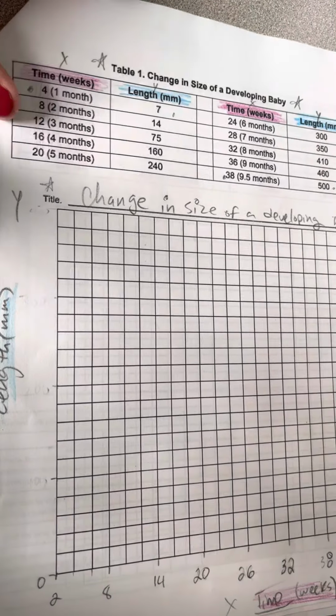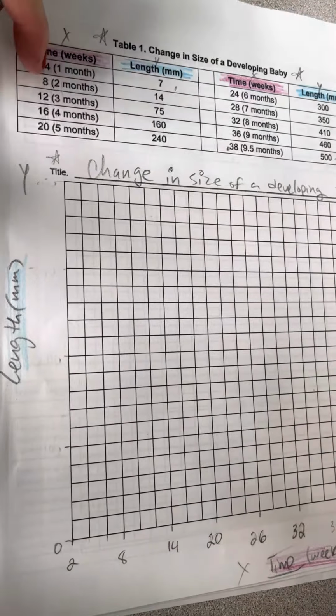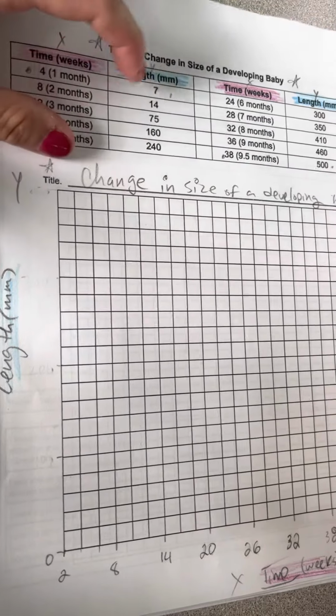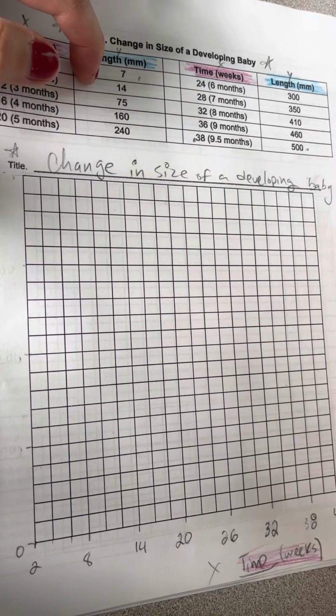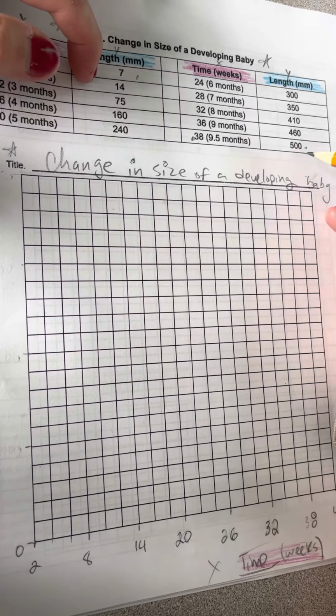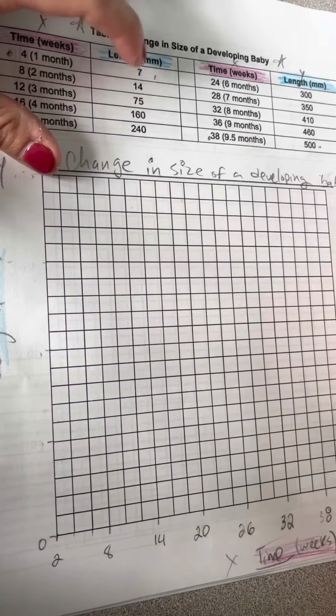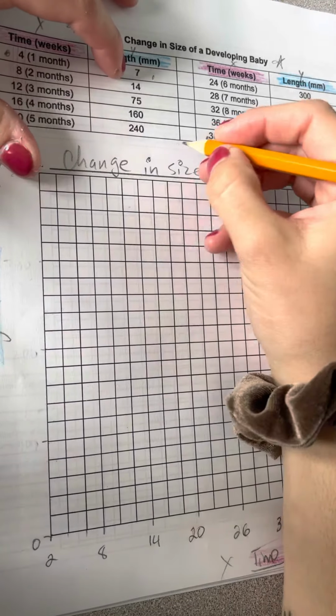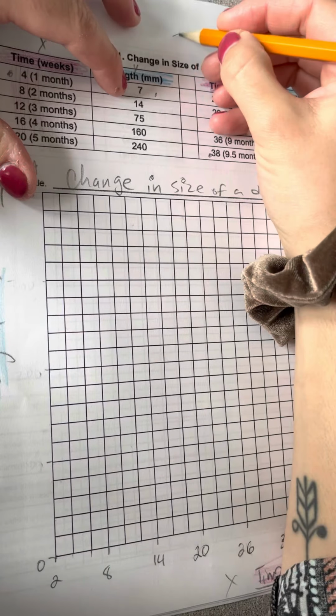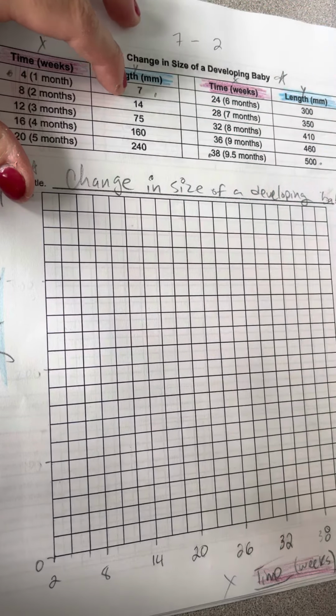Okay guys, so you're going to label your y-axis by your length. The smallest number is 7 and the highest number is 500. So I'm actually gonna go by 20s since it's 7 to 500.